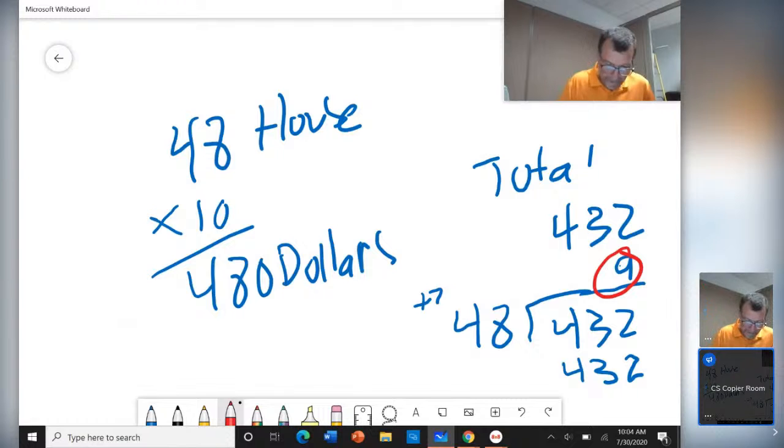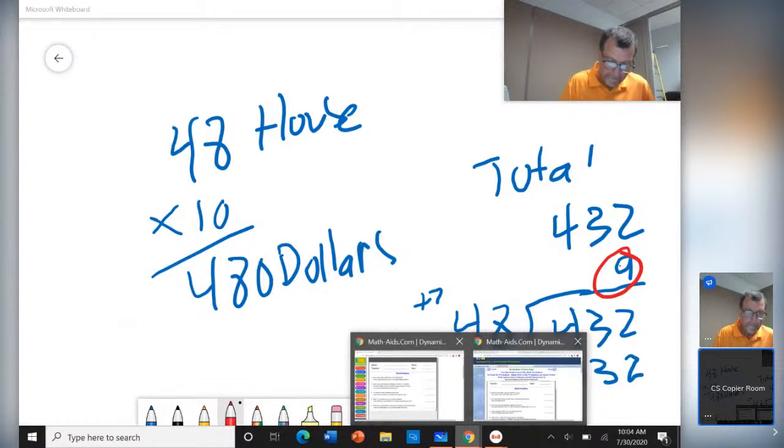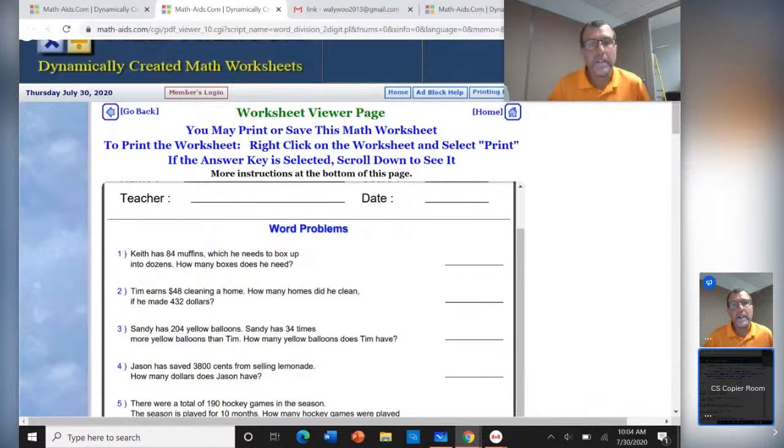So one thing you want to do, I'll go back to that one, is just maybe estimate right at the beginning so you get an idea. So you know he's earning $48 a home, okay? And it's that he made $432 total. So each home he cleaned, he made $48. Okay. So like I said, I started out at 10 and it was 480. Okay. So then I just went down one and got the 9. It just gives you a reference point, because sometimes when you round, it makes things a little bit easier. Okay, let's do another one here.